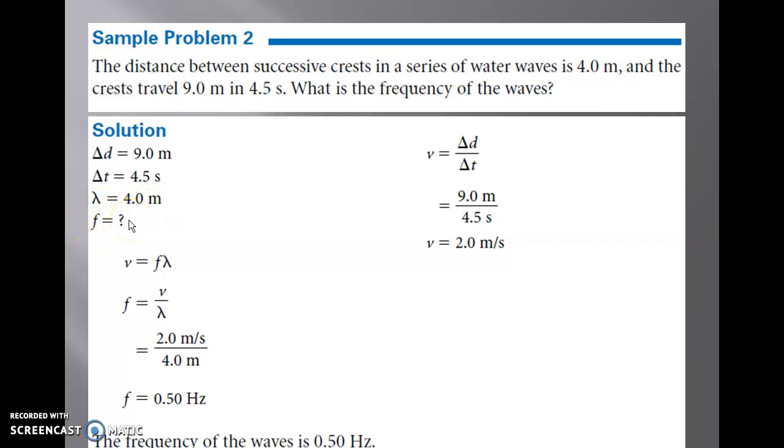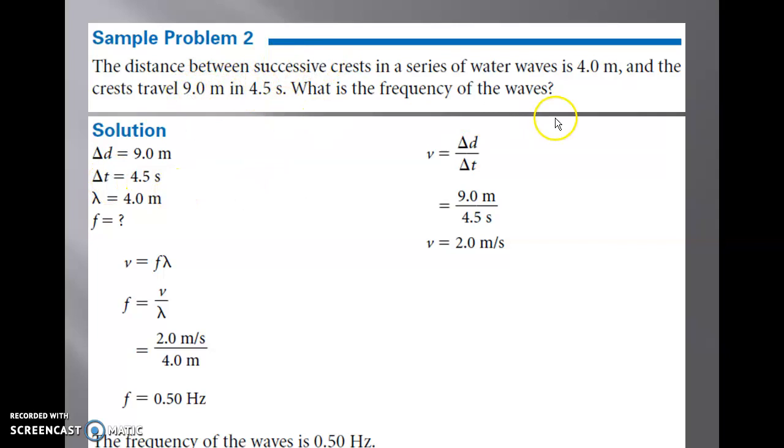So the first thing we do here, remember the formula that we are going to use. We have wavelength and frequency, so speed is equal to frequency times wavelength. But looking at this, you will notice that the speed or the velocity is unknown and frequency is unknown also. But we can solve for the speed using these two parameters, distance and time.